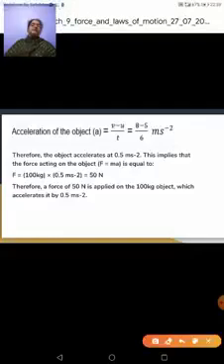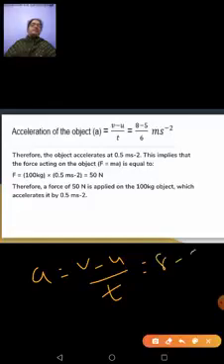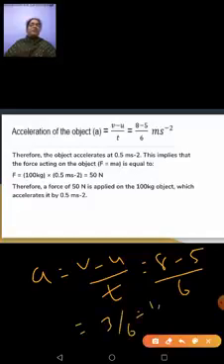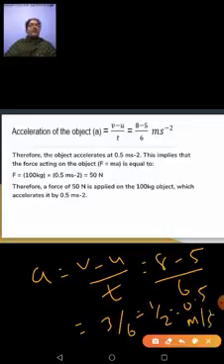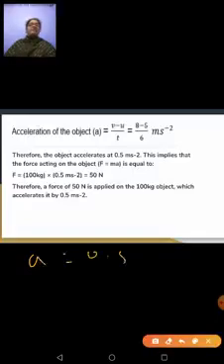Now acceleration a is equal to v minus u upon t. Your v is 8, u is 5, upon 6. So 3 by 6, right? 3 by 6 is nothing but 1 by 2. 1 by 2 is equal to 0.5. What is the unit for acceleration? Meter per second square. So we have calculated the value of a as 0.5 meter per second square.